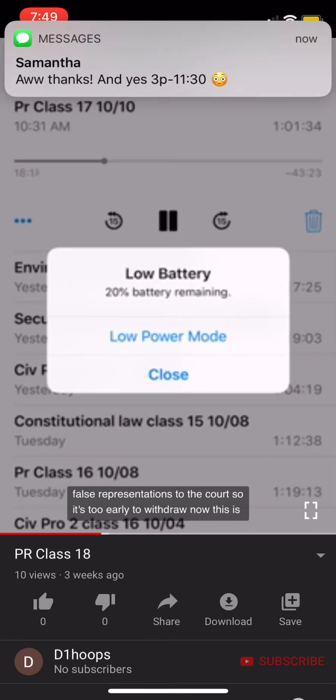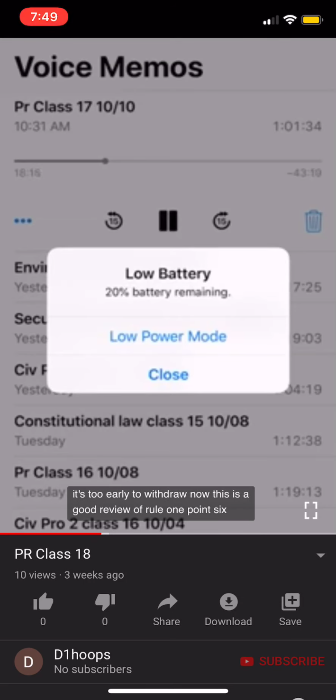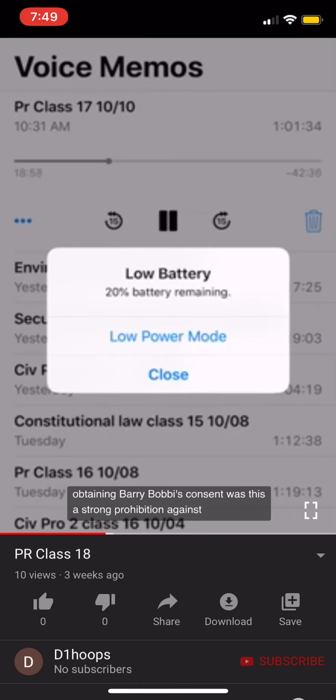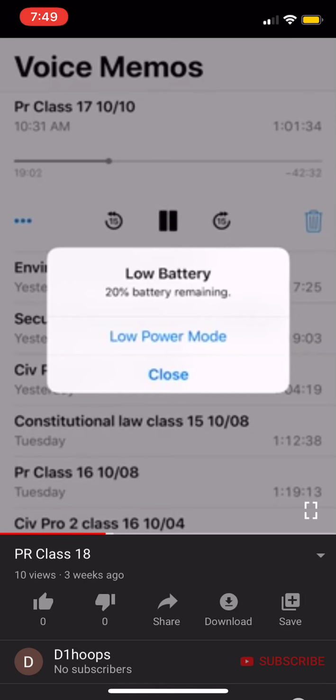Now, this is a good review of Rule 1.6. I'll just paraphrase this. Was Rule 1.6 violated by contacting El Parra, discussing Baragabi's case without first obtaining Baragabi's consent? What do you think? Yeah, go ahead.